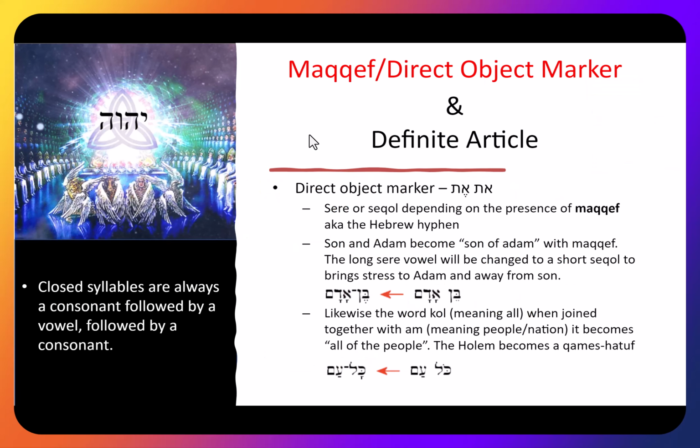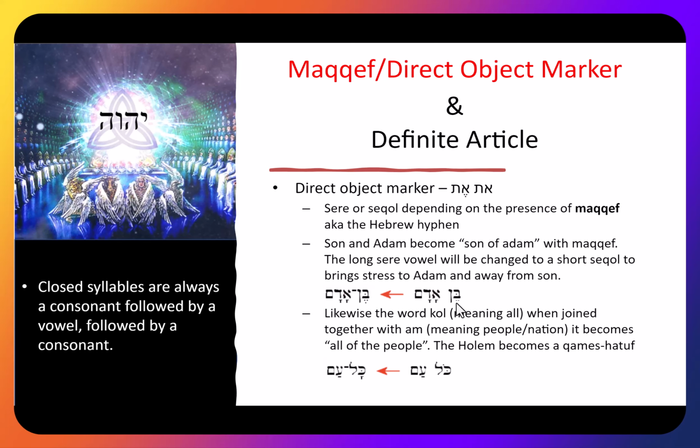Okay, the definite article and the Makif. I put these together because they tend to be seen together in the Bible. That dash that you notice if you've ever read any Hebrew or you're looking at an interlinear Bible, you probably just didn't know what it meant. The Makif itself is putting the words in relationship to each other. It's called the Hebrew hyphen, but we will see here in the examples, son and Adam, reading from right to left because that is how Hebrew is read.